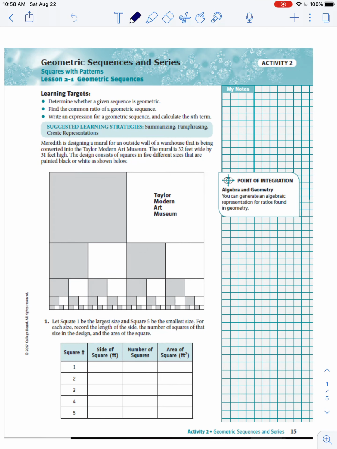Hello, we are about to begin Activity 2, and Activity 2 is going to be all about geometric sequences and series, and we will also do the first two lessons in Activity 2. Today we have Lesson 2-1, which is geometric sequences.